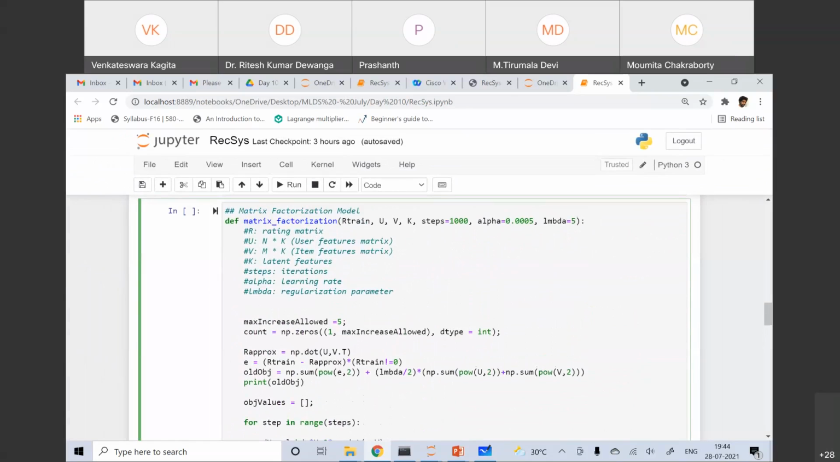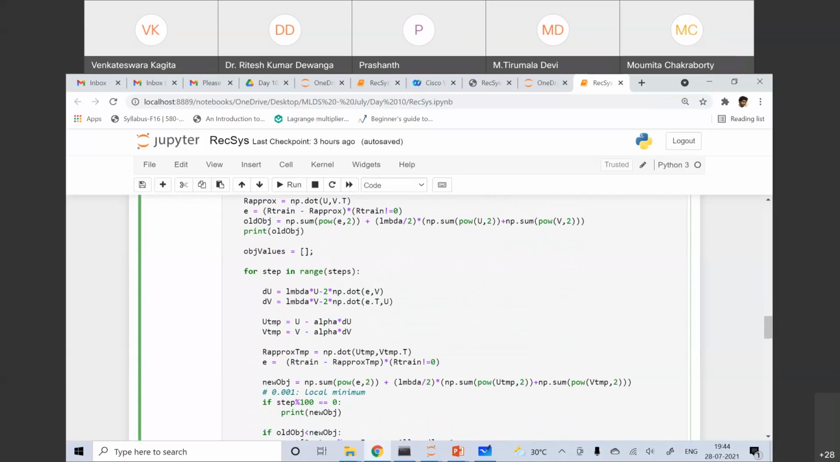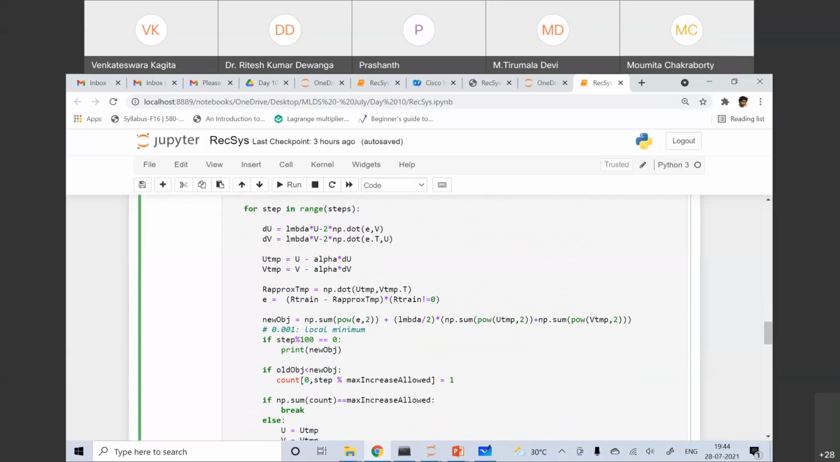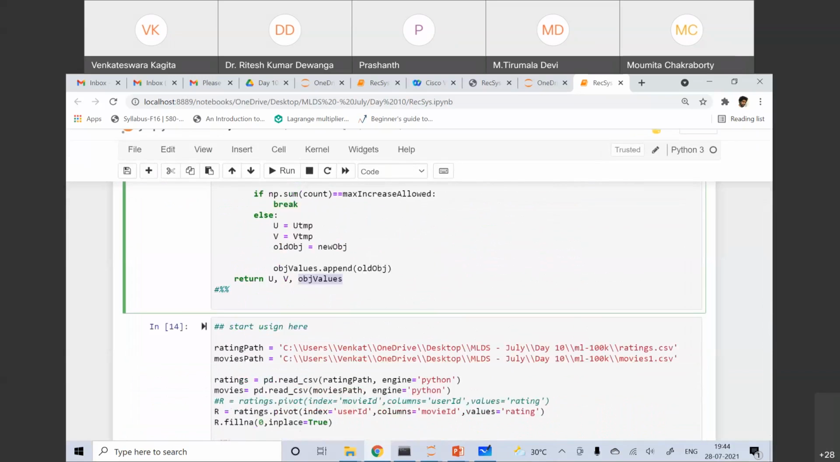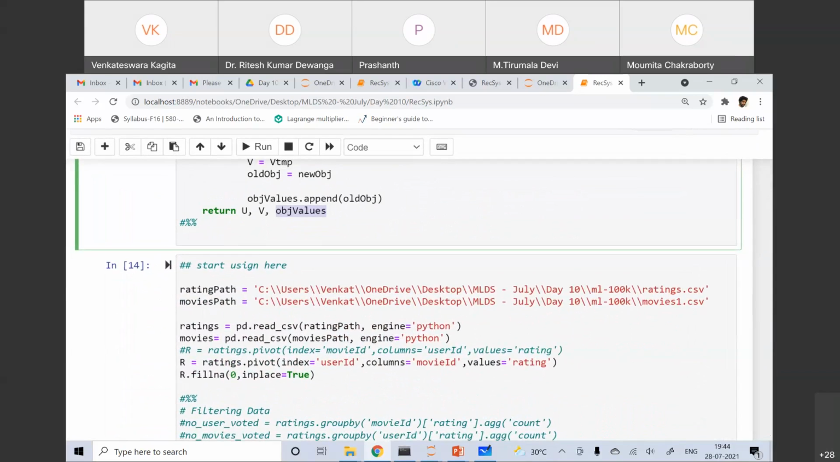Random initialization will be done before calling this matrix factorization. Once you receive this randomly initialized U and V, you are computing the objective, updating the U and V values over the number of iterations, and stopping based on the termination criteria. So very simple, right? Now start using this matrix factorization that you have implemented here.